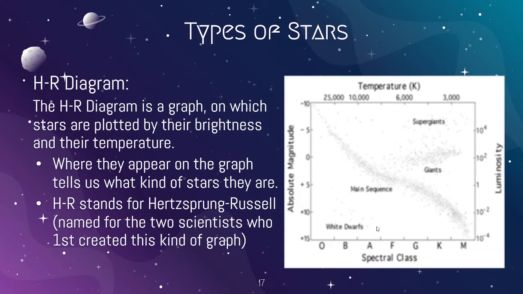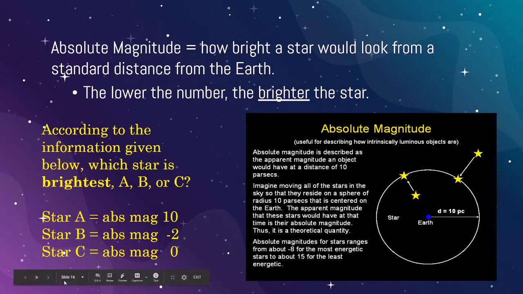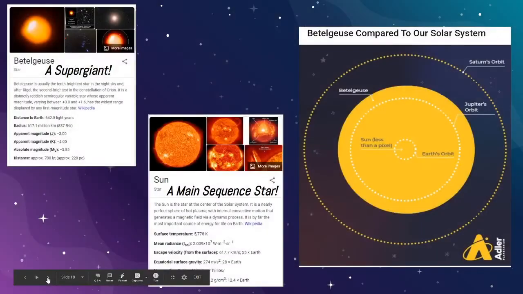So down in the bottom corner, we have white dwarfs. In the top corner, we have supergiants, and we have giants just below that, and then extending diagonally across the graph is main sequence. We are going to talk more about the different types of stars, these 4 classification groups, tomorrow. Okay, so more to come on this later. For right now, I just wanted you to see some background information.